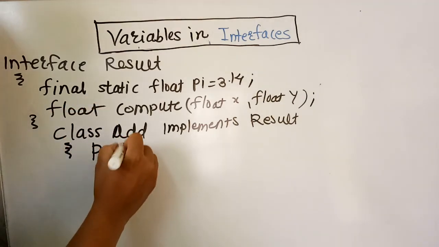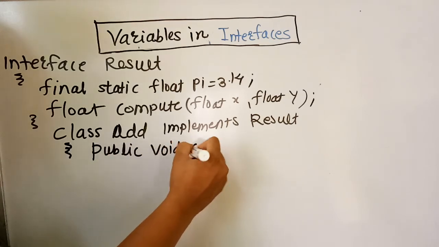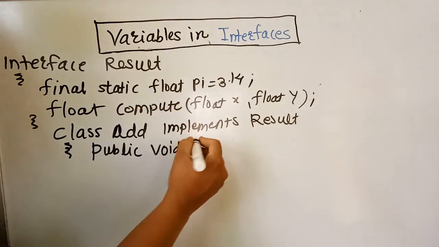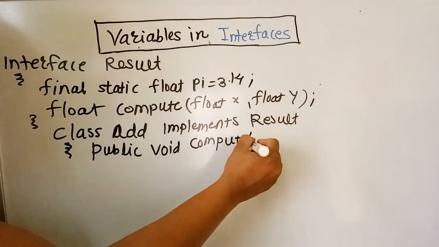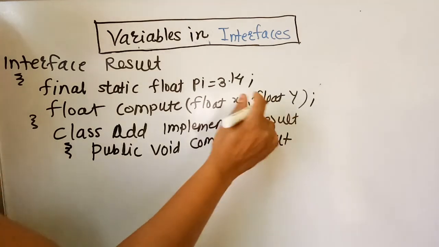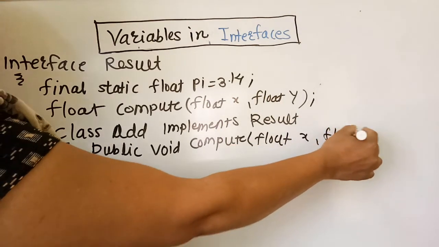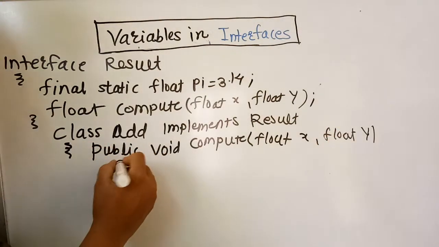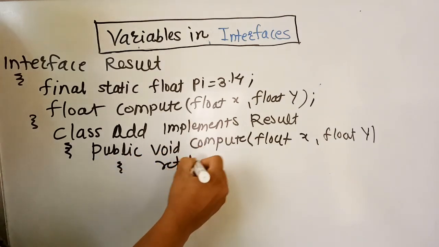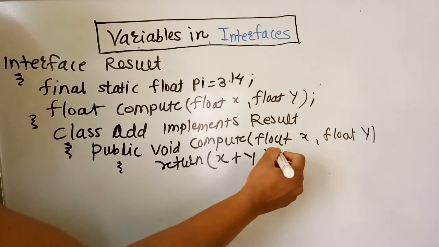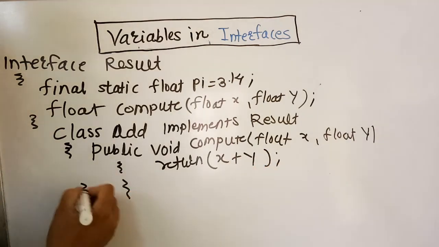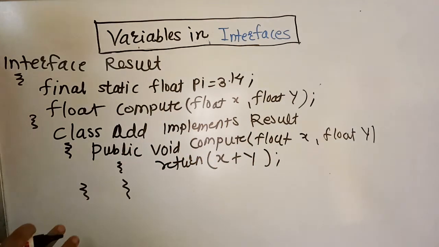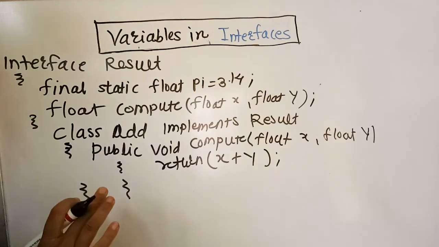So we will write public float compute in brackets. What are the parameters? Float x, float y. Now I am defining it here, so do not give the semicolon. And simply what is the compute? I will make the addition, so I will write return x plus y. So this is the class that has implemented the result interface and calculated the addition.